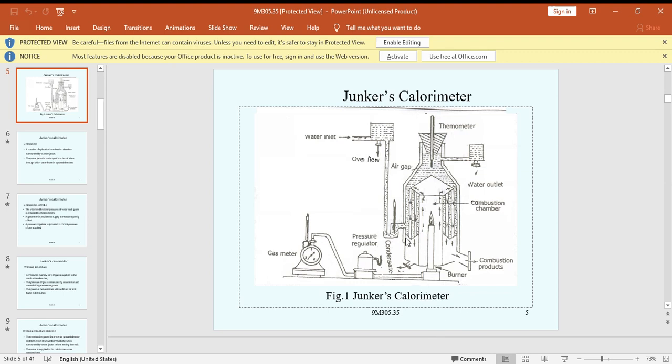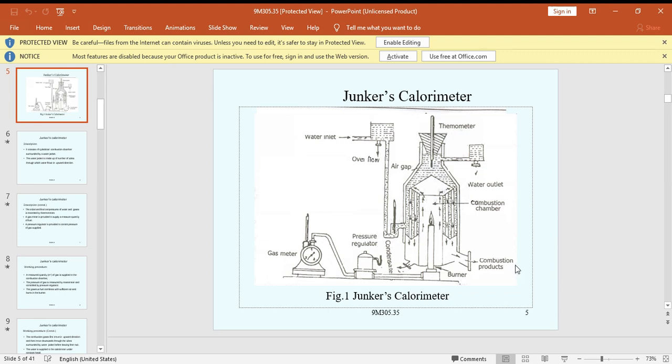To calculate the higher calorific value, the gas volume must be converted to standard condition, that is, 15 degrees centigrade and 760 mm of mercury pressure. Knowing the mass of water flowing and the temperature rise, the gross calorific value can be obtained by equating the heat liberated by the gas and the heat absorbed by the water. Heat liberated by gas equals heat absorbed by the water. Is it clear? Once again, repeat.